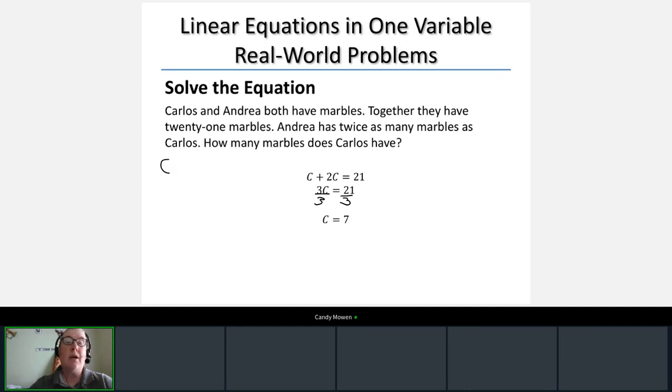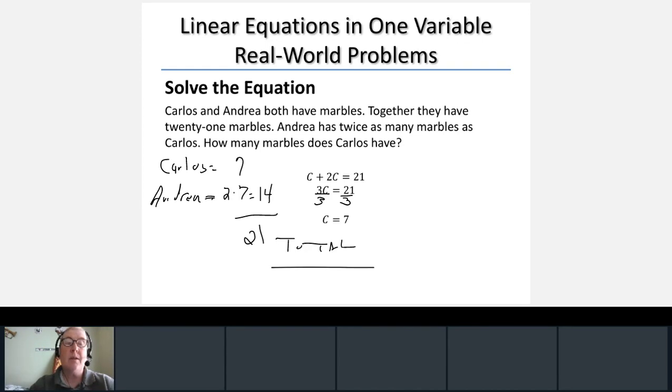That means Carlos, good old Carlos, is at C. That's 7. Andrea had twice as many, so 2C. 2 times 7 is 14. Add them together, and it is 21 total marbles. So that's how we find and check our answers.